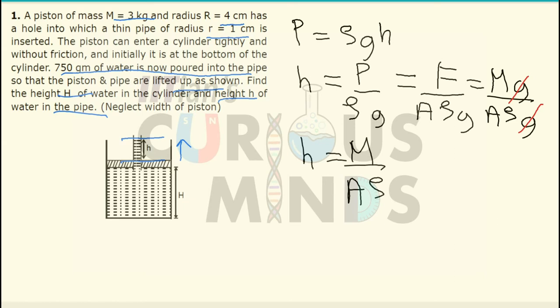Now understand how I got this value of force as m into g, and what it has to do with this. When the entire system is in equilibrium, it means that whatever is the mass of the piston, that is pushing the water. It is applying pressure on this water from all the possible directions, due to which this water rises up this pipe.